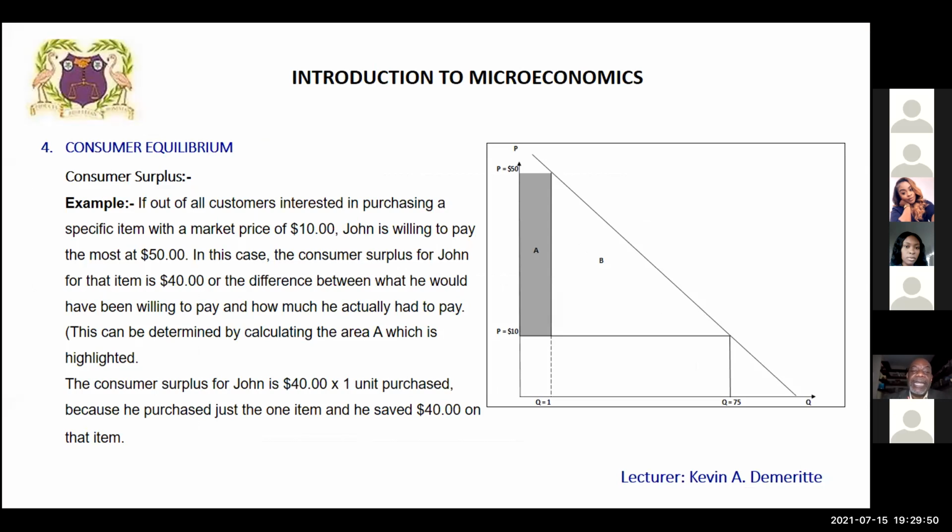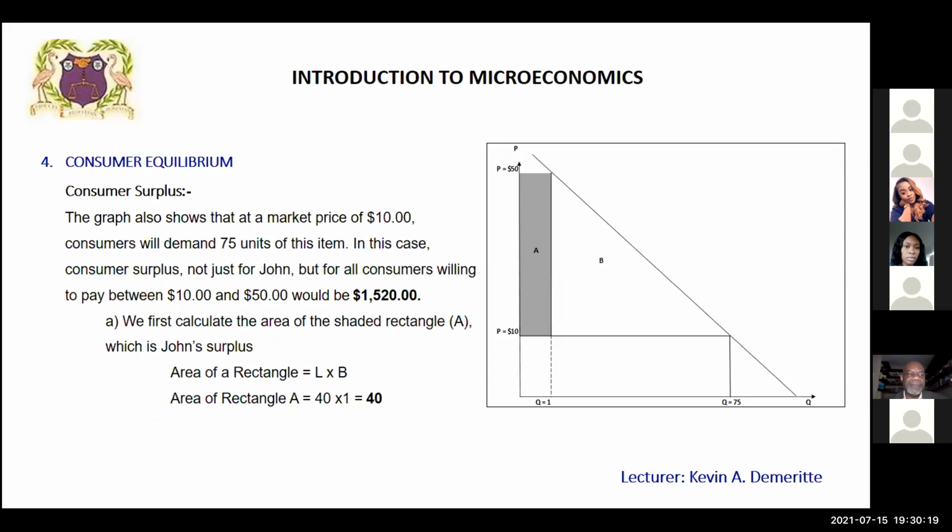Anyhow, in this case, the consumer surplus for John for that item is $40, or the difference between what he would have been willing to pay and how much he actually had to pay. He was willing to pay 50, he only had to pay 10. His consumer surplus is 40, for that 1 unit purchase because he only purchased the 1 unit. So he saved $40 on that unit. Easy enough?